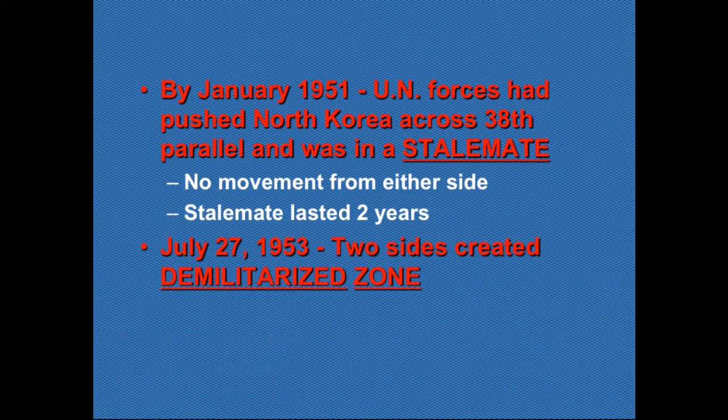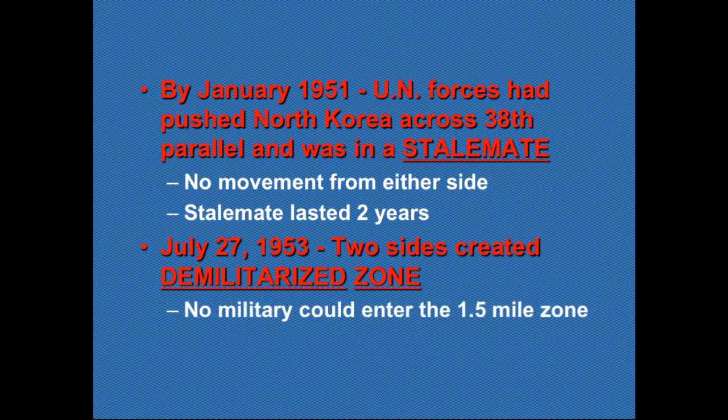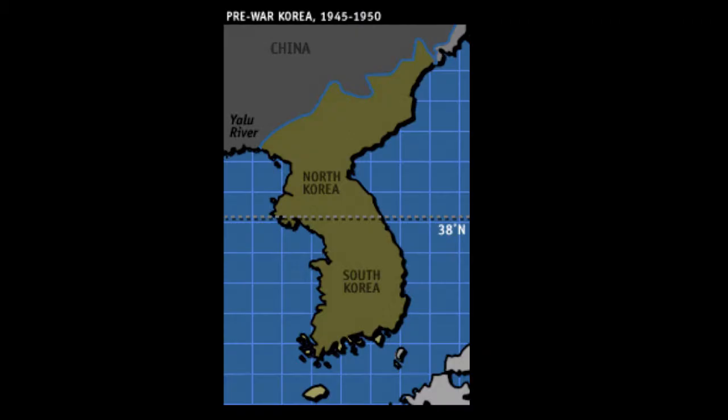July 27th, 1953, the two sides created a demilitarized zone in which no military could enter the 1.5-mile zone. Now, this is a map of pre-war Korea, and this is a map of post-war Korea. As of right now, the Korean War is still happening. There has been no peace negotiations. There has been no end of the fighting. Instead, they created a demilitarized zone and they paused the fighting.